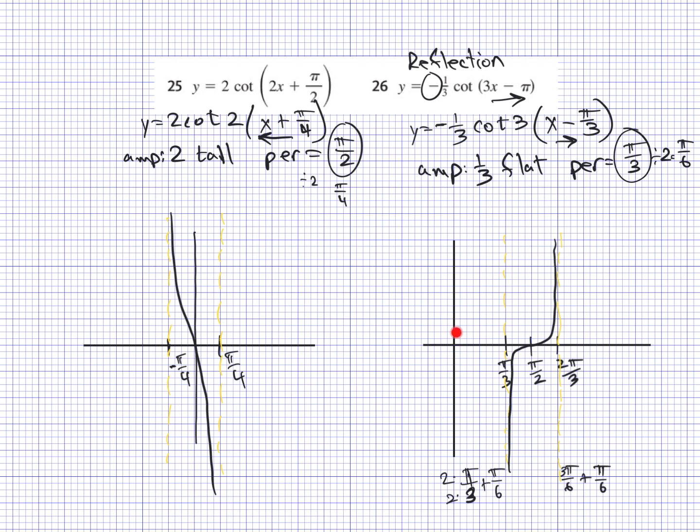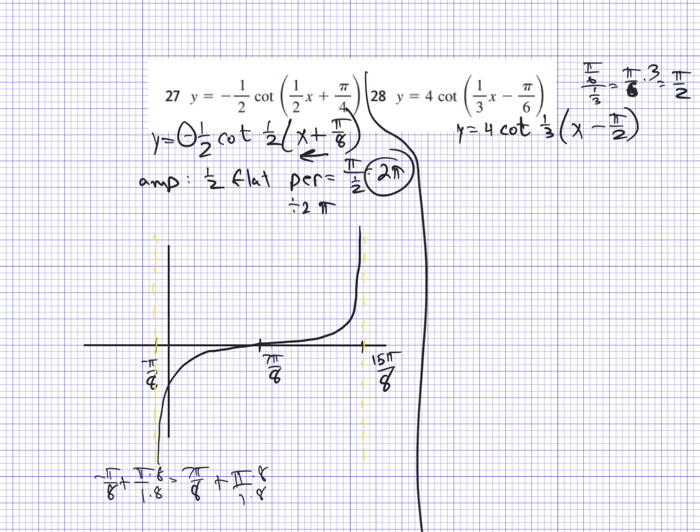So this asymptote moved over to pi over 3, and then from pi over 3, we've got to figure out our period. So pi over 3 divided by 2 is pi over 6. So pi over 3 plus pi over 6, get a common denominator, gives us 3 pi over 6 or pi over 2. That's where we're crossing. And then 3 pi over 6 plus another pi over 6 distance gets us to 2 pi over 3. There's your asymptotes, and then you reflect the cotangent curve, and it's flat because your amplitude is 1/3.